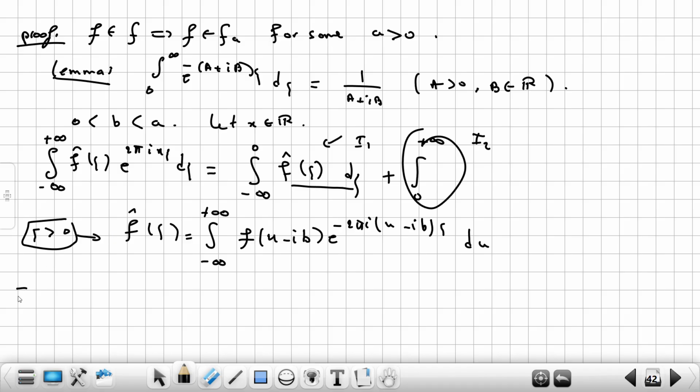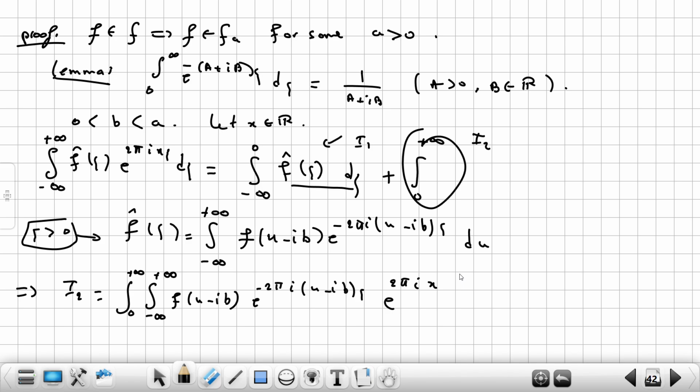Now this implies that the integral I2 equals the integral from 0 to plus infinity of the integral from minus infinity to plus infinity of f of u minus ib, times e to the power minus 2 pi i (u minus ib) xi, times e to the power 2 pi i x xi.